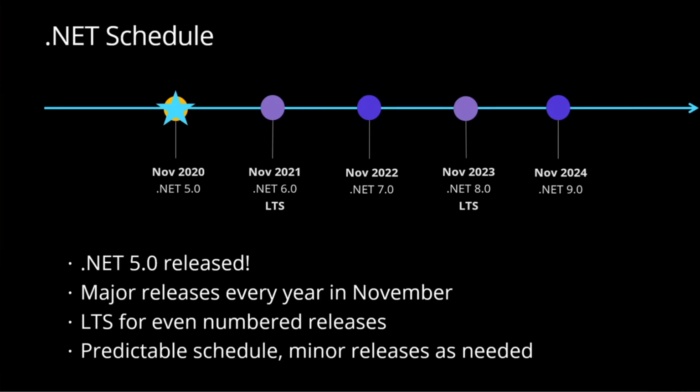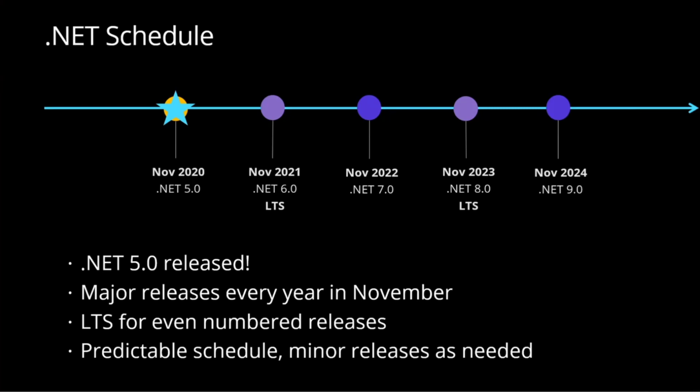That's our long-term servicing release that has 3 years support. You will see a major release every November, and those even-numbered releases will be our long-term servicing release. This way, you have that predictable schedule so that you can schedule your work, schedule your migrations appropriately, because you know exactly when versions of .NET are arriving.